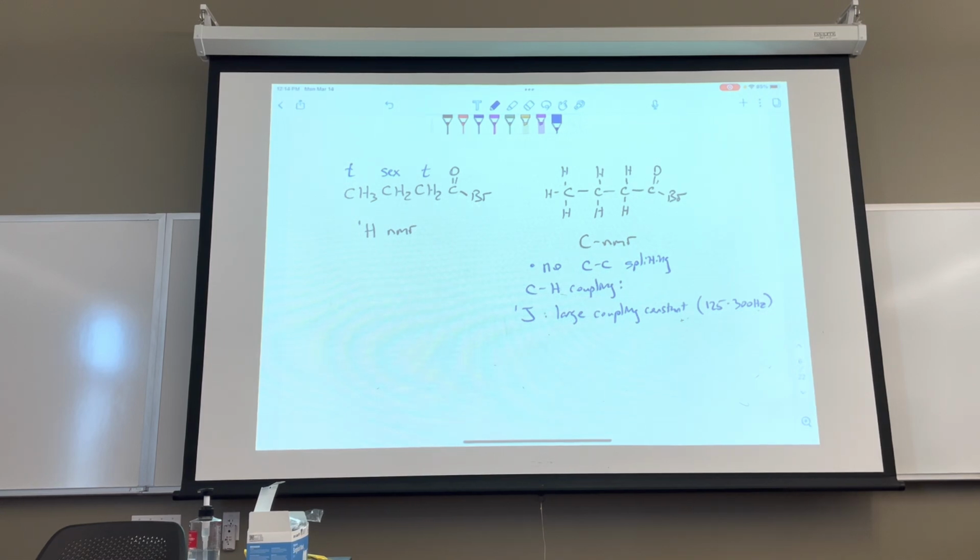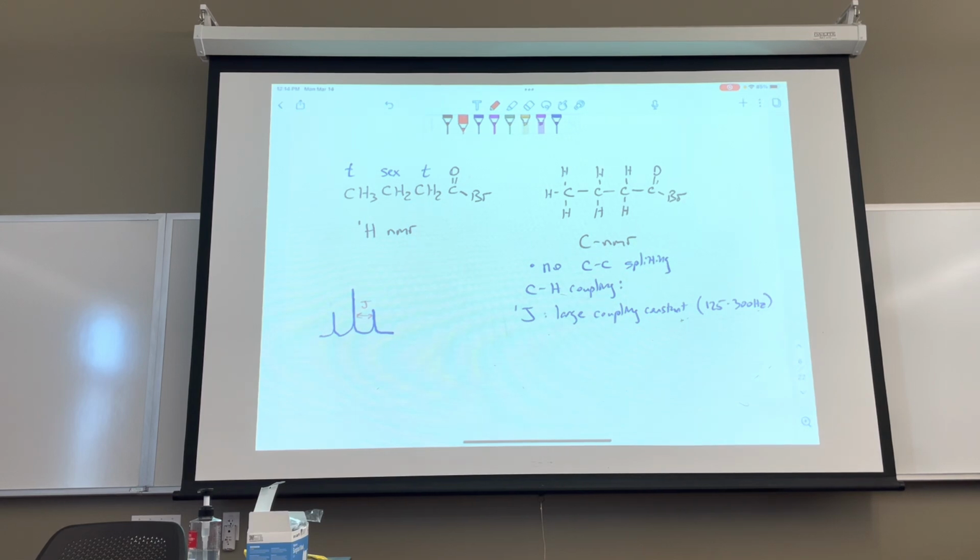So remember when we talk about a coupling constant, that is the distance between peaks of a multiplet. So for instance, if you had a triplet, when I talk about a coupling constant, I'm talking about that distance, the distance between the peaks of the triplet. Okay? So if we're thinking about 1J coupling alone, we're still going to use the n+1 rule. We're just, instead of using the neighboring protons, using the protons directly attached.